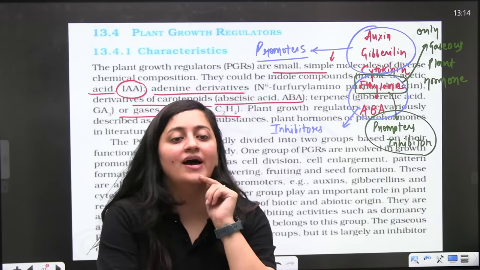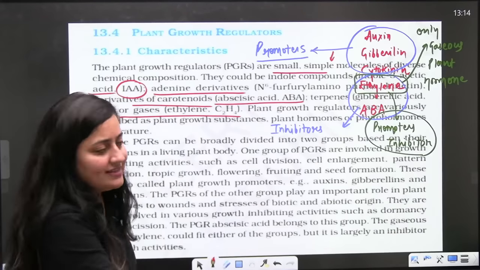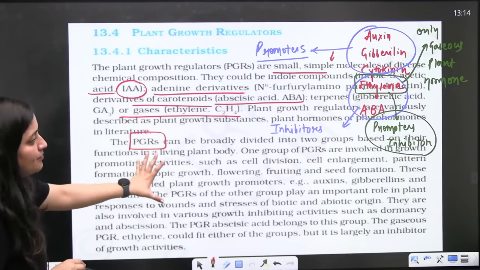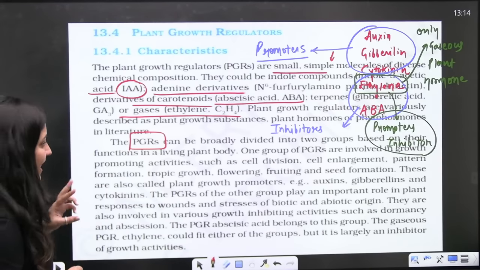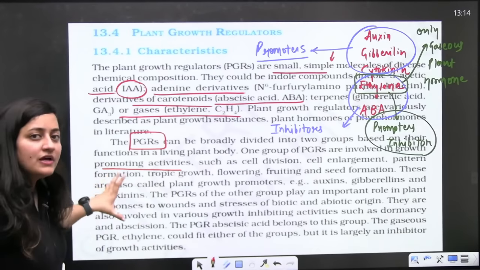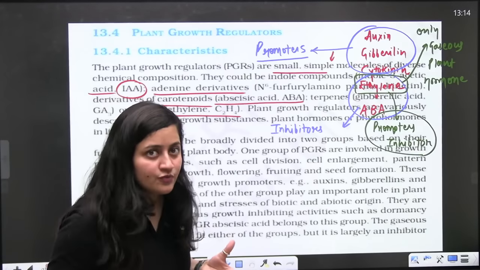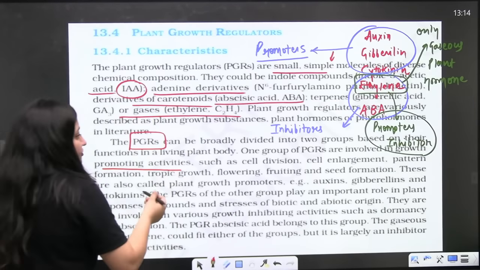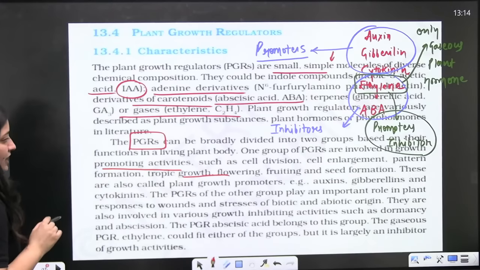Exactly, tryptophan is required. So this is what you need to mention. As I said, PGRs are broadly divided into two groups, right? One is going to promote growth, one is going to inhibit it. If something is promoting growth, cell division, enlargement and elongation will occur. Even flowering, fruiting and seed formation will occur, right?